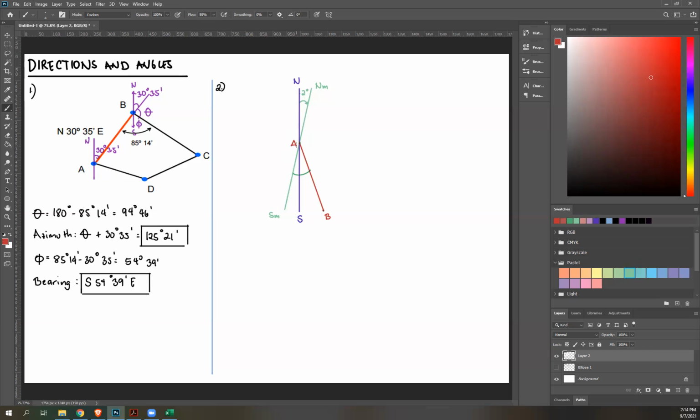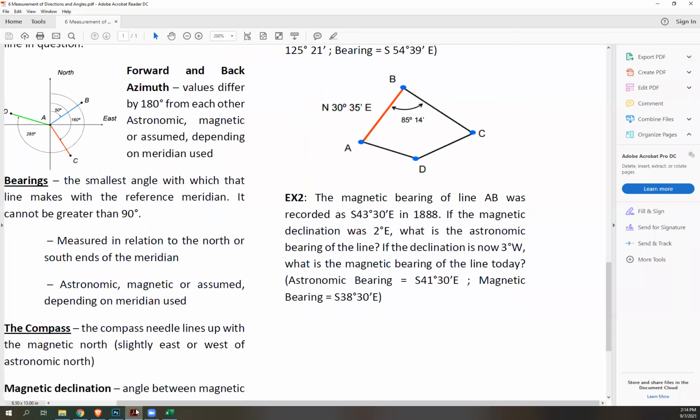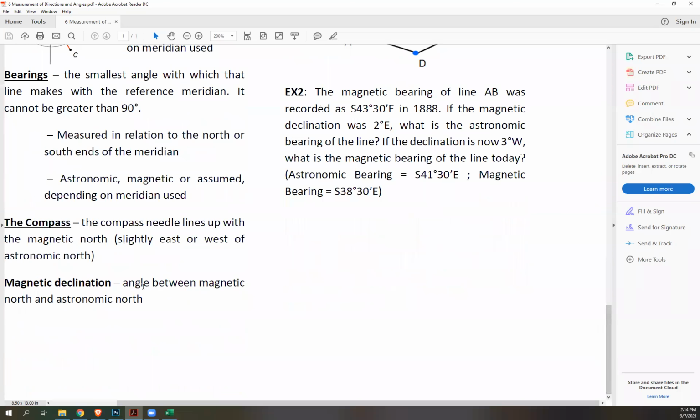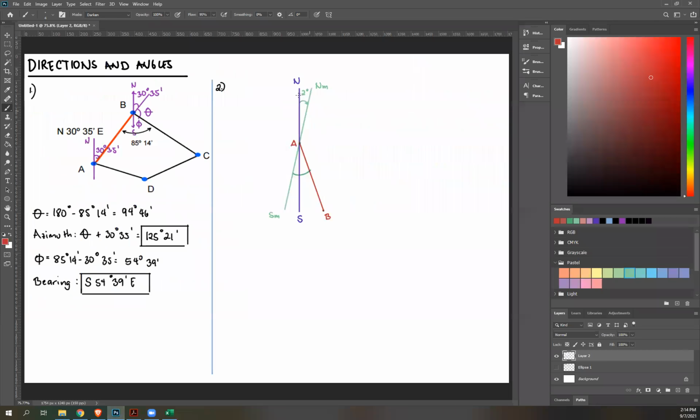Why is the magnetic north 2 degrees from the north? Because that's given. The magnetic declination is 2 degrees east. And magnetic declination is the angle between magnetic north and astronomic north. So this is my astronomic north, declination 2 degrees east. That gives you the direction. So it's towards east. So this is where your magnetic north is.